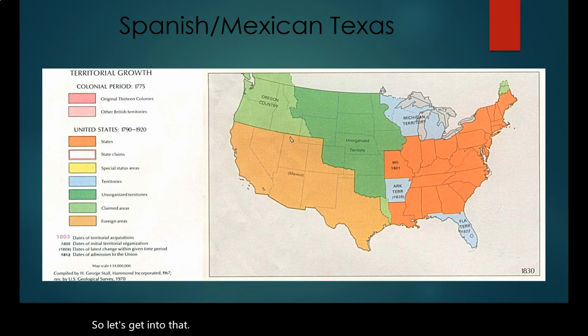What you're looking at here is a map of the United States, or a map of what the United States will become in the year 1830. You have the orange color that marks the states of the United States. At this point, Arkansas, Florida, and Michigan are territories.